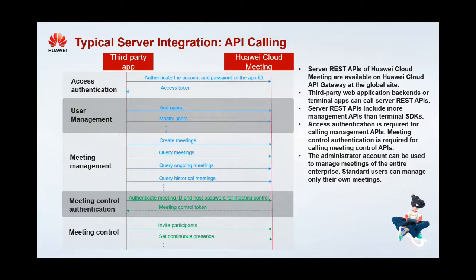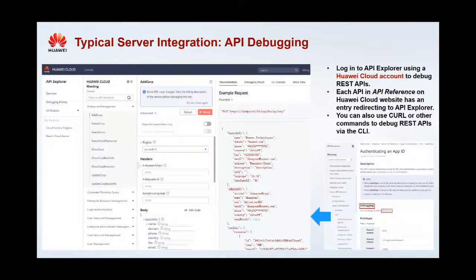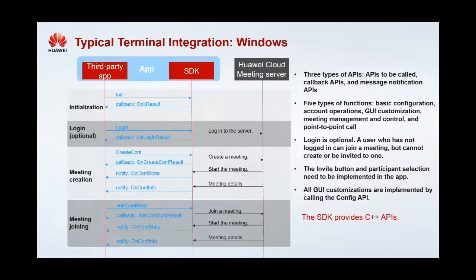The administrator account can be used to manage meetings of the entire enterprise. Standard users can manage only their own meetings. Log in to API Explorer using a Huawei Cloud account to debug REST APIs. Each API in the API reference on the Huawei Cloud website has an entry redirecting to API Explorer.